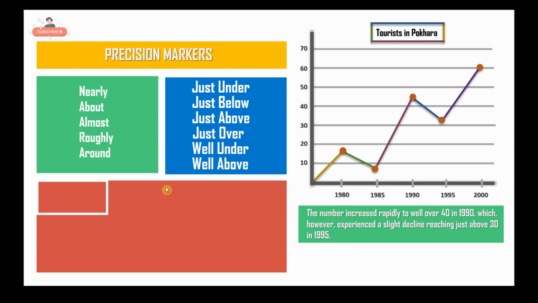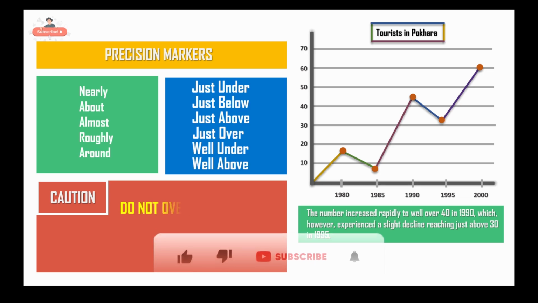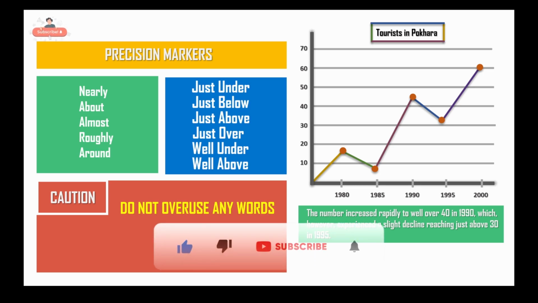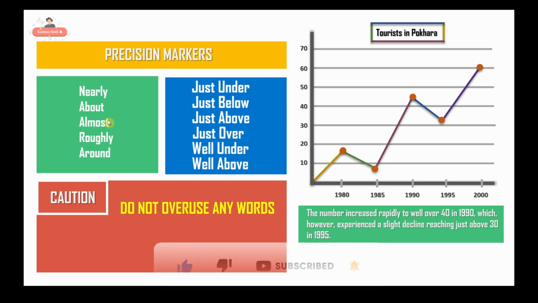Now let's focus on the second mistake, overusing words. I told you not to use nearly because everybody is using it, and then I asked you to use the right side precision markers. But if you only use the right side words, that is again called overusing the words. I just did it. I just overused the words. Well, I'm quite lucky that you didn't notice it.